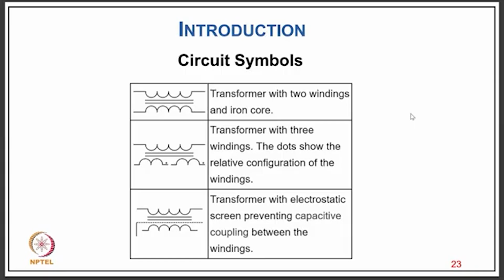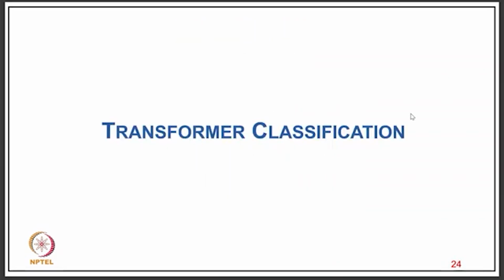So you have typically the circuit symbol for a transformer with 2 windings and a ferromagnetic core. Then you have a transformer with 3 windings, and the dot shows the relative configuration of the winding polarity, and a transformer with an electrostatic screen preventing the capacitive coupling between the windings. In many applications this is required to reduce it, and in the case of an isolation transformer.